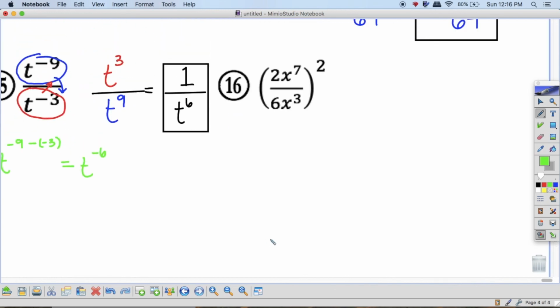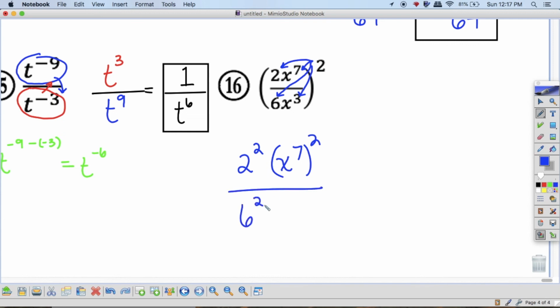Lastly, number 16, there's 2 ways you could do this. You could simplify inside first and then distribute, or you could distribute and then simplify. Either way is fine. Let's say I did distribute everything to everything on the inside. That gives me 2 squared, x to the 7th squared, 6 squared, x to the 3rd squared. Anytime I have a power to a power, I need to multiply. So 2 squared gives me 4.